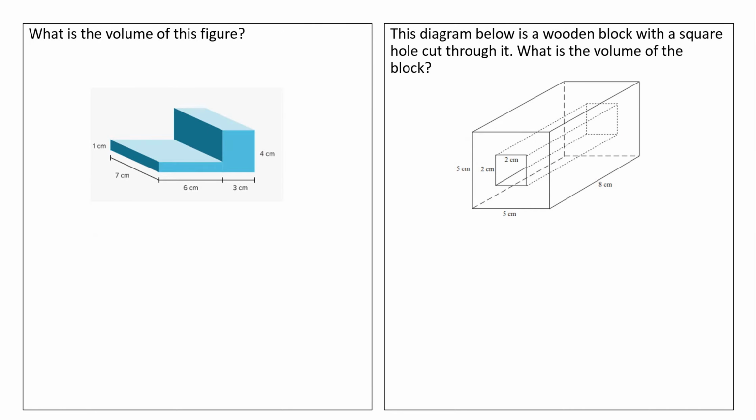Okay, so here we've got a shape that is made up of 2 different cuboids. So to find the volume of the entire figure, we're going to have to look at the volume of the cuboids separately and then add them together. So we'll call this one volume 1 and we'll call this one volume 2.